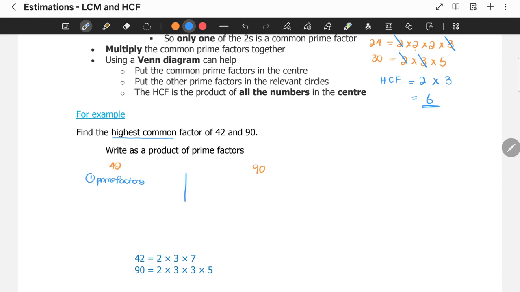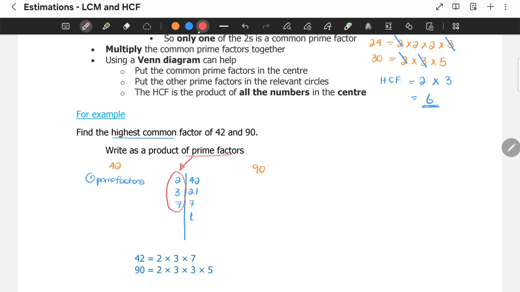So for 42, 2 into 42, that is 21. 3 into 21, that is 7. 7 into 7, that is 1. Take note that I'm taking all these, they are prime factors, right? Take note that they are prime factors.